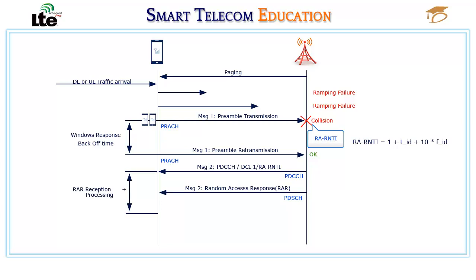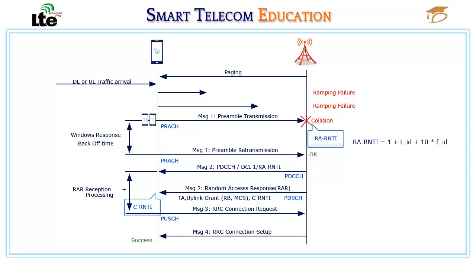After processing the random access response message, the UE receives the C-RNTI and decodes the timing advance command, TA, and the uplink grant that contains the assigned resource block with the MCS that should be used to transmit the RRC connection request message, message 3, via the physical uplink shared channel, PUSCH, using the resources granted by message 2, including the C-RNTI. The random access procedure ends with a successful reception of the RRC connection setup message, message 4, from the eNodeB using the C-RNTI received in message 3.